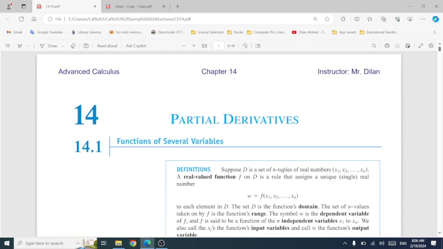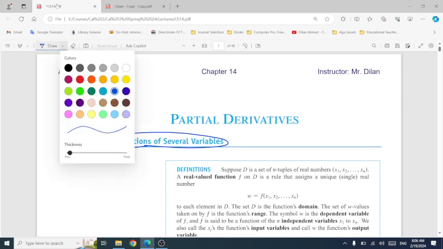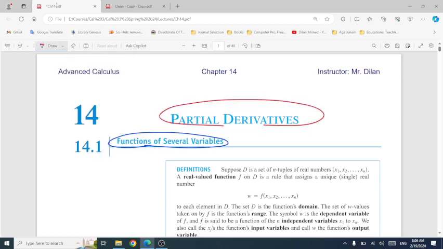It's called partial derivative. Before we start, you can see from here we have a function of several variables. So partial derivative is the main title, and you have a subtitle called several variable functions.